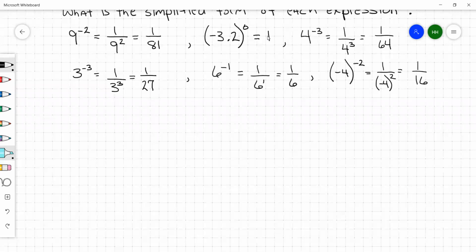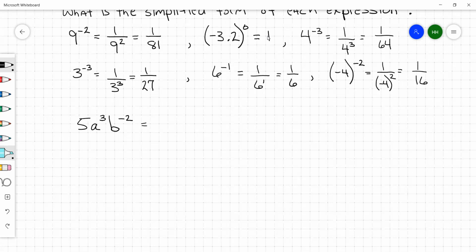Now we're going to continue with those same directions. We're simplifying. What is the simplified form of each expression? Now we got this. We got 5 a to the 3rd, b to the negative 2 power. Now, when you're simplifying these expressions, again, in simplest form, you can't have any negative exponents anywhere. No zero or negative exponents. So watch what happens here.